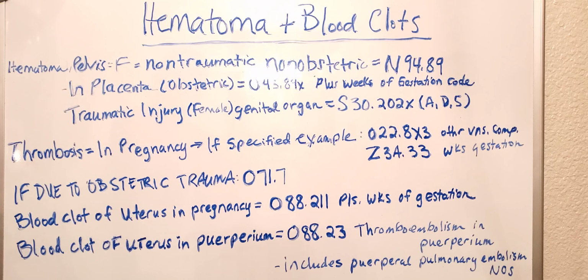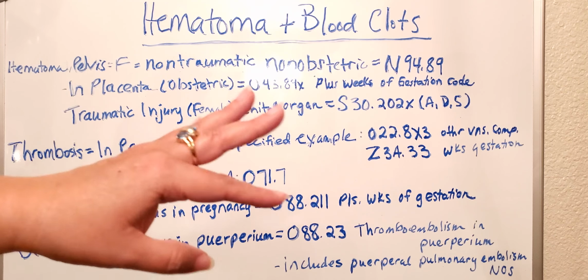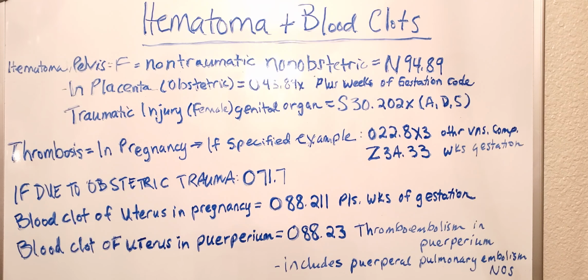Now, if they say that there's a blood clot of the uterus in pregnancy, when the patient is actively pregnant and there's a blood clot in the uterus, you're going to go with O88.211 plus the weeks of gestation code, okay? And if they say that the blood clot is of the uterus in the puerperium, you're going to go with O88.23, thromboembolism in the puerperium. It includes puerperal pulmonary embolism, not otherwise specified.